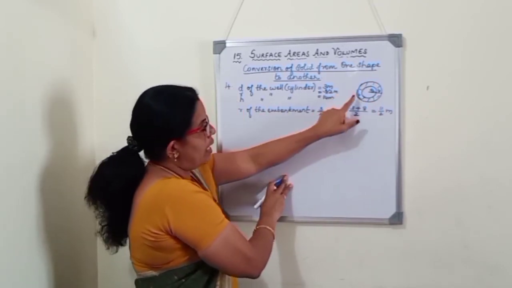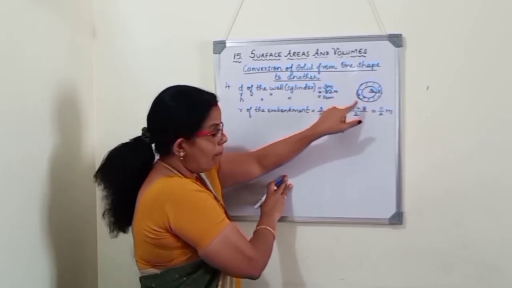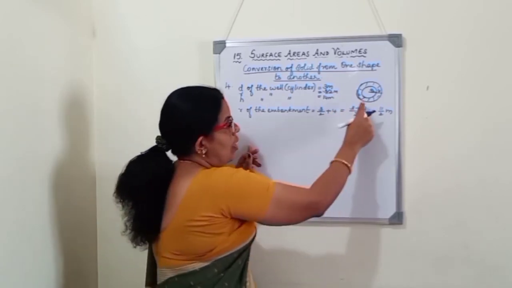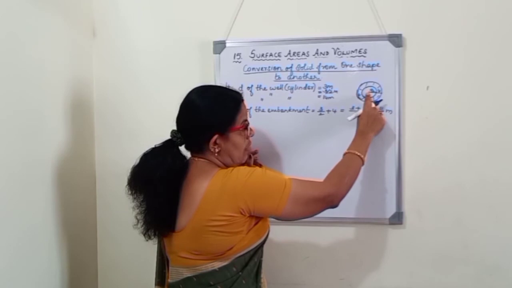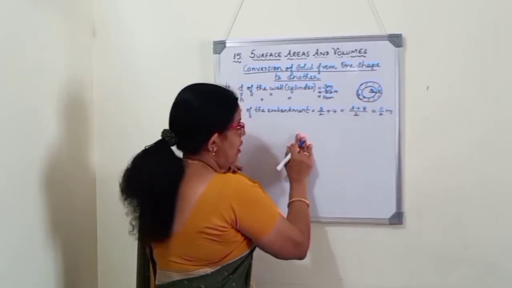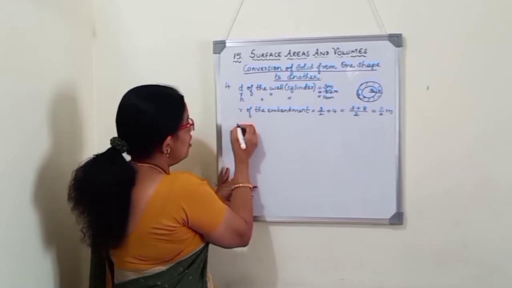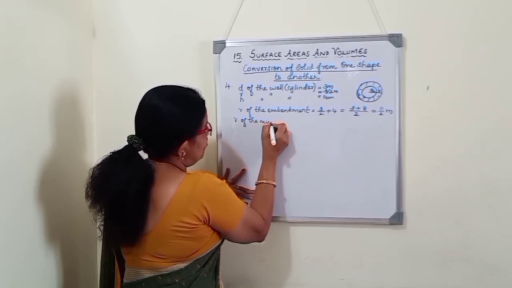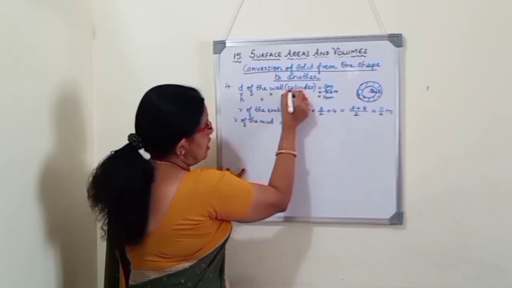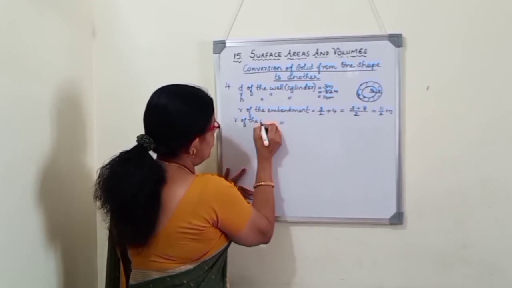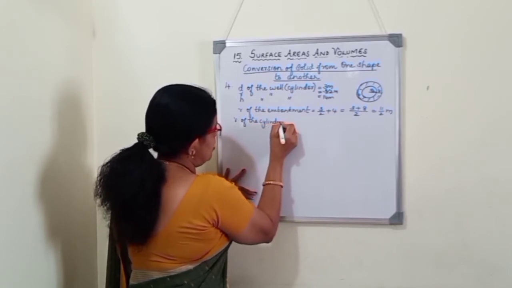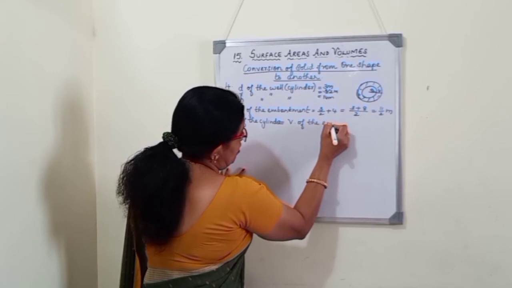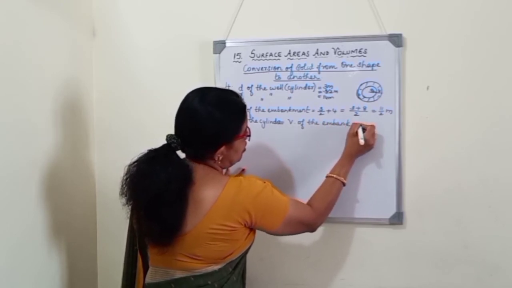So the volume of the mud taken out will be equal to the volume of the embankment, we have to write. To find the volume of the cylinder, we know that the formula is pi r square h. But whenever outer radius and inner radius are given, we have to find the volume by using a different formula. I will just show you. Now here we will write volume of the cylinder or volume of the mud which is taken from the well is equal to the volume of the embankment.